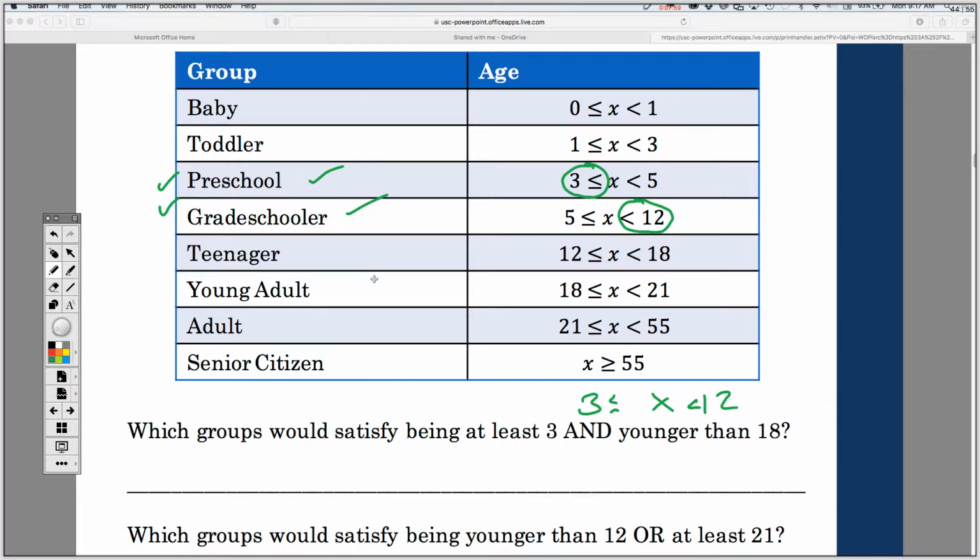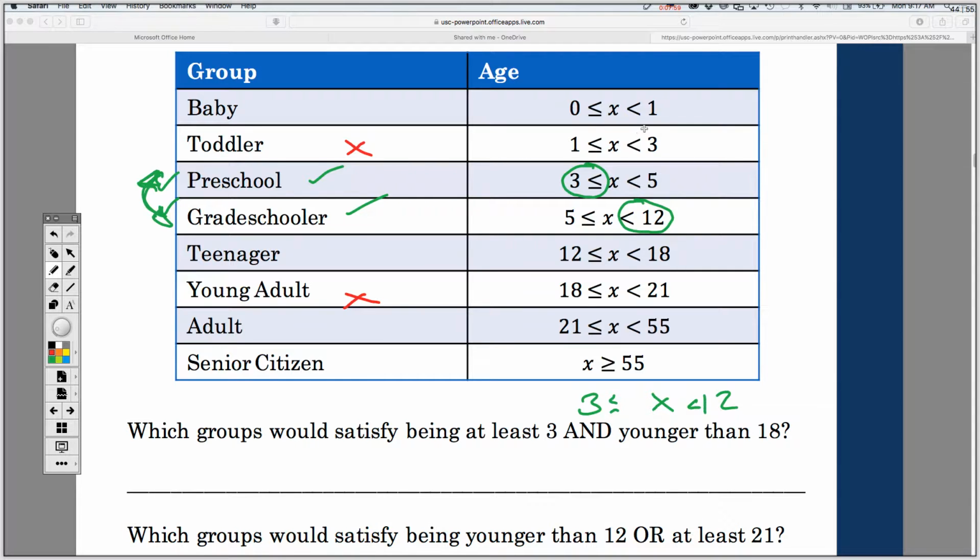Any questions? So the times where you would put "and" is when they're right next to each other, where there's no gaps in the number line. But if I wanted to talk about something with a toddler and a young adult, you see how there's this gap in between, right?